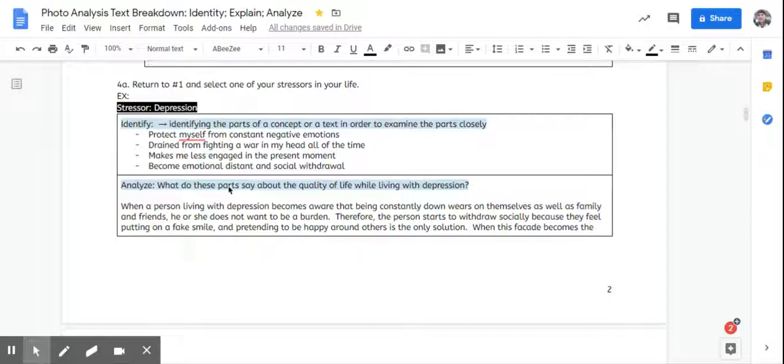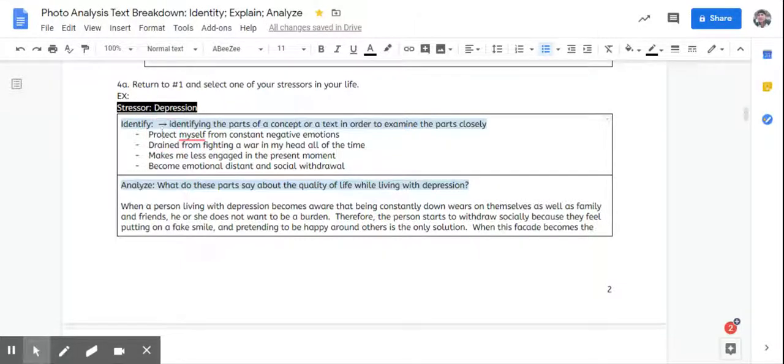A stressor that I've identified is depression. We talked about depression with the book Speak, so I geared up for this example. So what I did here is I took the concept of depression and identified the parts of a concept or a text in order to examine the parts closely. I took some important and pertinent parts of depression and I've identified them.